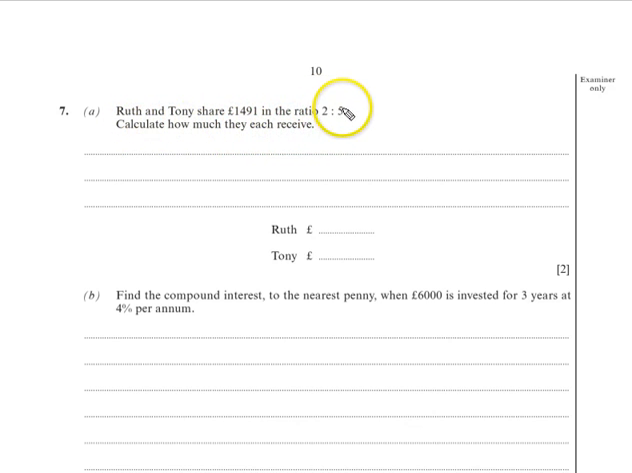Well, if they're going to share in a ratio of 2 to 5, Ruth gets 2 shares and Tony gets 5 shares. In all, there's going to be 7 shares, aren't there? Are we all happy with that? So there's 7 shares, so this gets divided into 7. 1 share will be this over 7, won't it? So 1 share is equal to 1491 over 7, because there were 7 shares in total and they had to share out 1491.